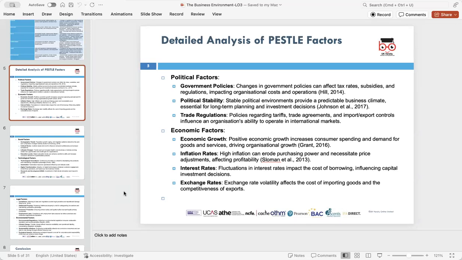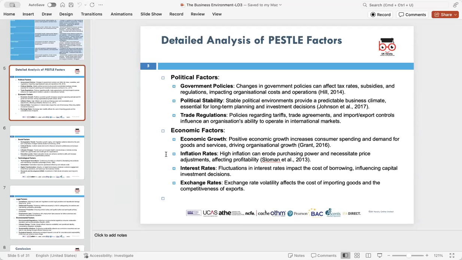Regulations ensure that businesses operate within legal and ethical standards. However, they can also increase compliance costs. For example, stringent environmental regulations may require investment in cleaner technologies. Political stability.